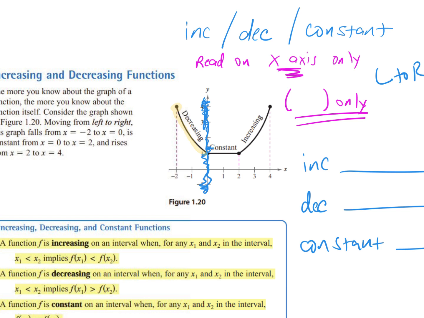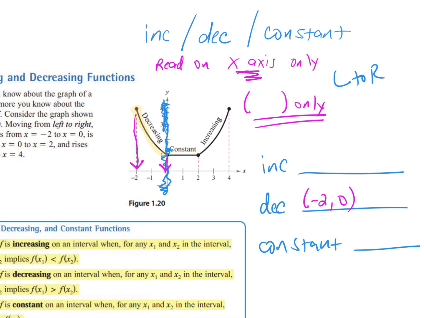What action is happening? Is it going up? Is it going down? Is it staying the same? It's going down. So that's your interval of decrease. So on the x-axis, from what point to what point is your graph going down? Left to right, left to right, left to right. It's decreasing from -2 to 0.